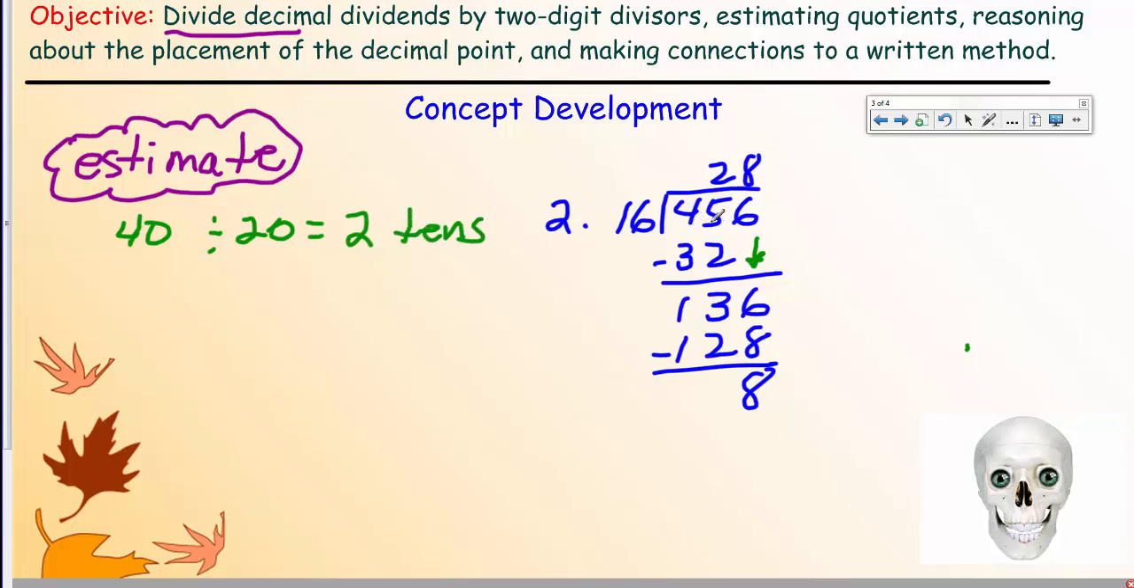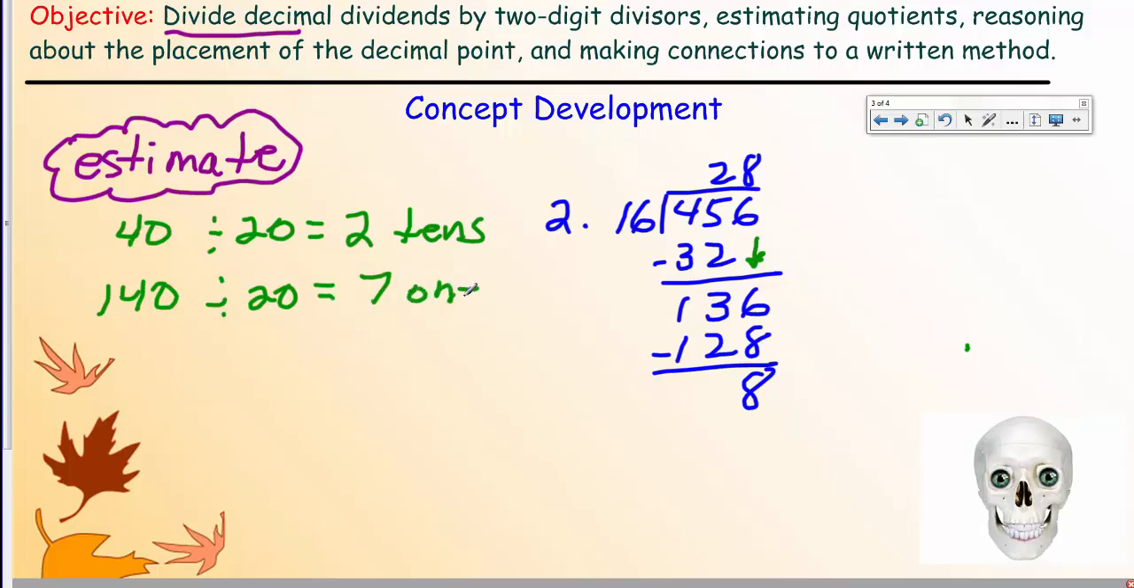Okay, do you see what I'm doing here? Yeah, the 45 turned into 40, and the 16 into 20. They gave us a rough estimate, and when they multiplied, we got 32. And then, of course, another estimate here: the 136, since we were already using 20, is so close to 140. If we'd made that 140 divided by 20, that would have gotten us really, really close.